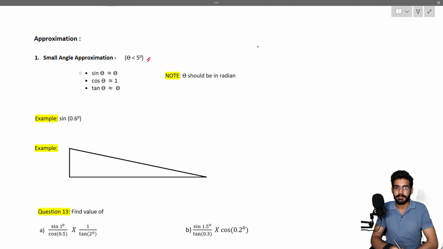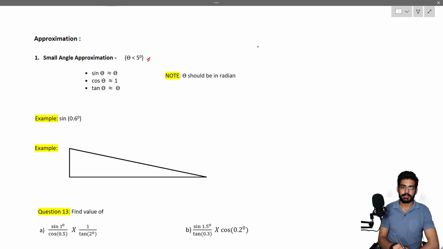And for cos theta, you directly write down 1, and tan theta is just sine by cos, so directly it comes out as theta. How does it come? When we wrote about the circle, the arc length is theta into r. That's how it comes. We don't have to go into the proof. So that's all. This is the small angle approximation, and it is very important, and we use it very often.